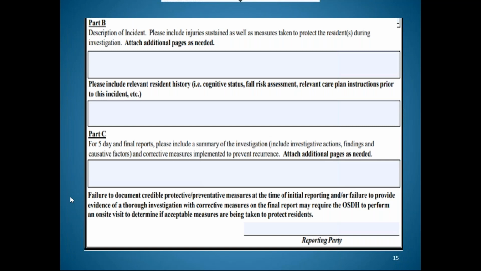If our reviewers look through this and say, well, I don't really see that they did what they were supposed to do. I don't think that they've actually changed anything, and this is probably going to happen to this resident again, then this can actually be turned into a complaint and sent to the teams who will then show up on site to perform a survey. So it is very, very important that you provide any information that you have so that the reviewers understand that you did everything you needed to do for this resident.